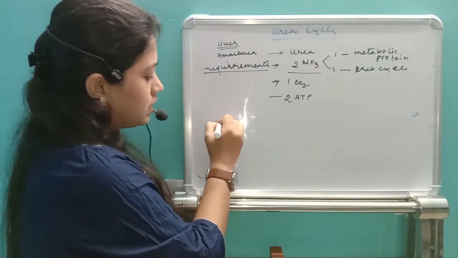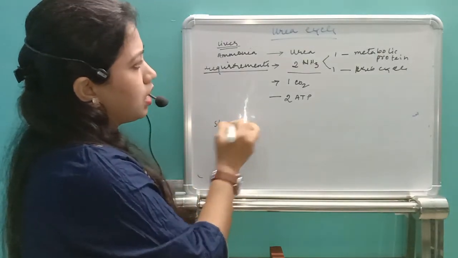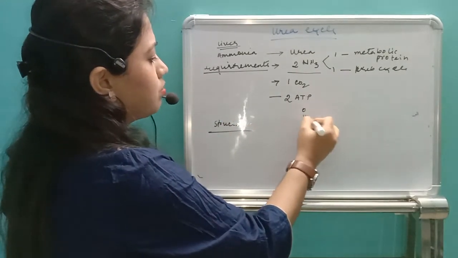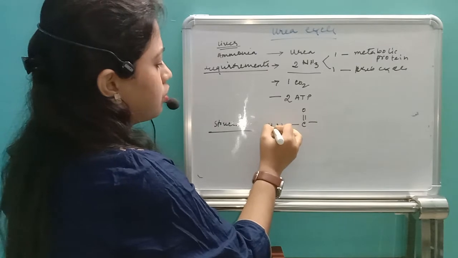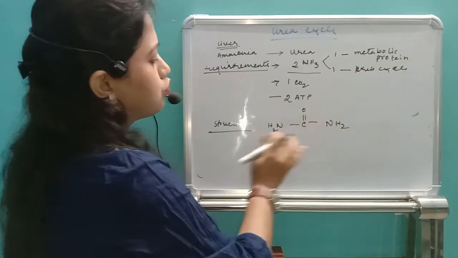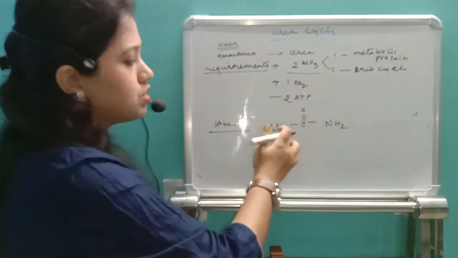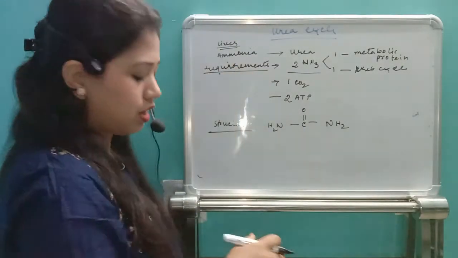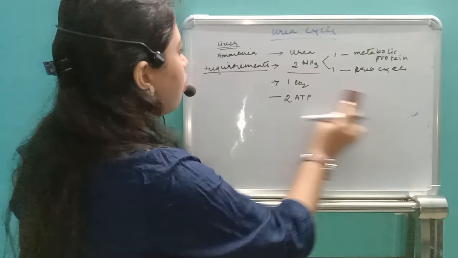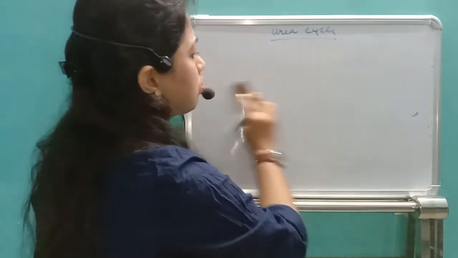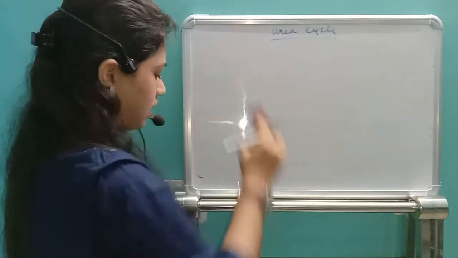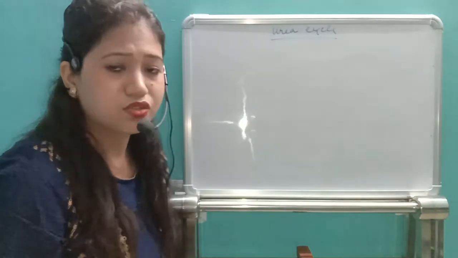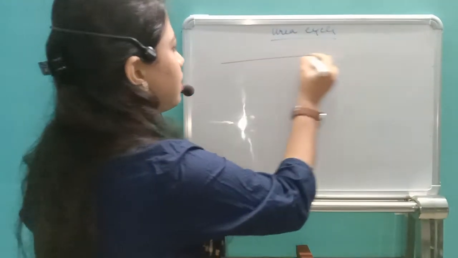If you see the structure of urea, this will be the structure. The carbon is present in the middle, and on both sides we have two molecules of ammonia, and to produce this we require two ATPs. So how will this happen inside the liver? The whole cycle is actually not given in the NCERT, and you will not require it in the whole NEET syllabus. It is not needed, but you can still remember it.